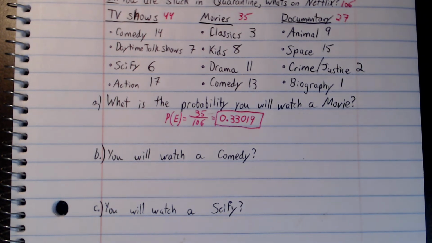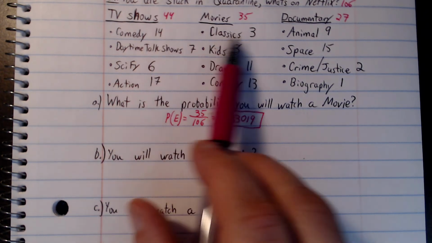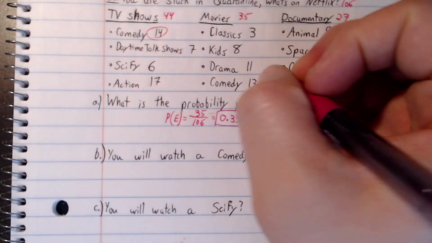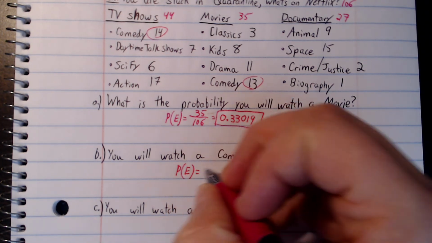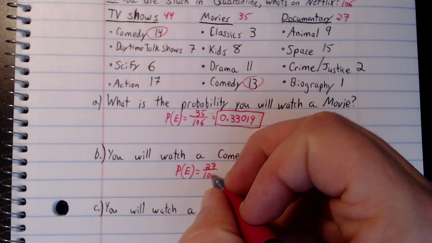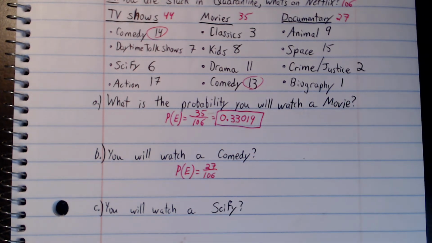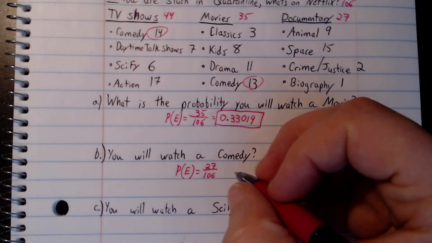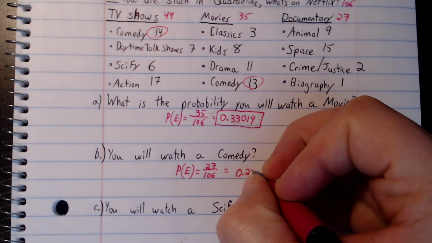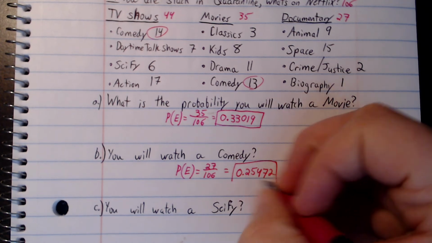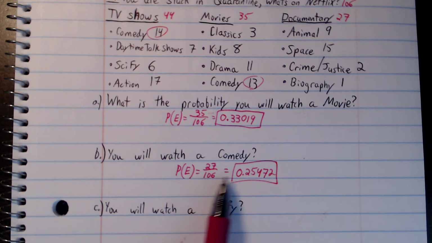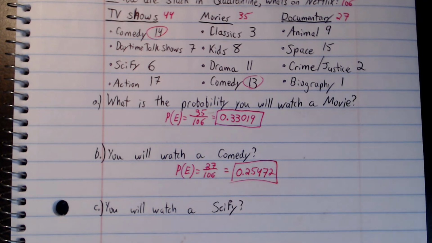What's the probability you'll watch a comedy? Well, comedies come in TV shows and in movies. So if you add 14 and 13, that would give you 27 out of 106 possible. That's going to give you 0.25472 probability. That means that the comedies take up a little bit more than a quarter of what you could possibly be watching. And finally, what's the probability you'll watch a sci-fi?